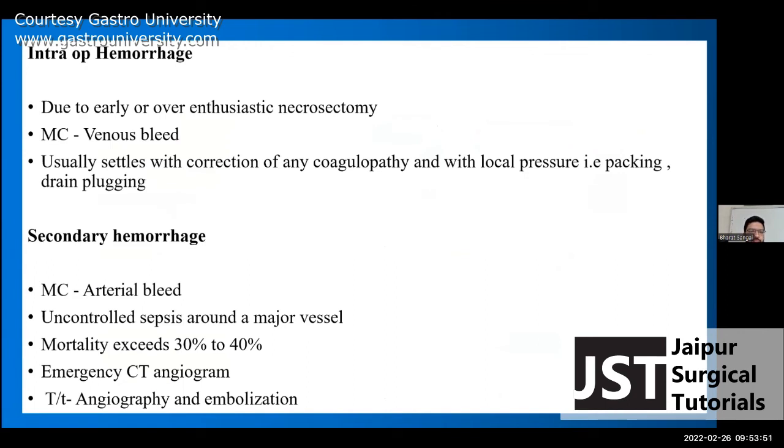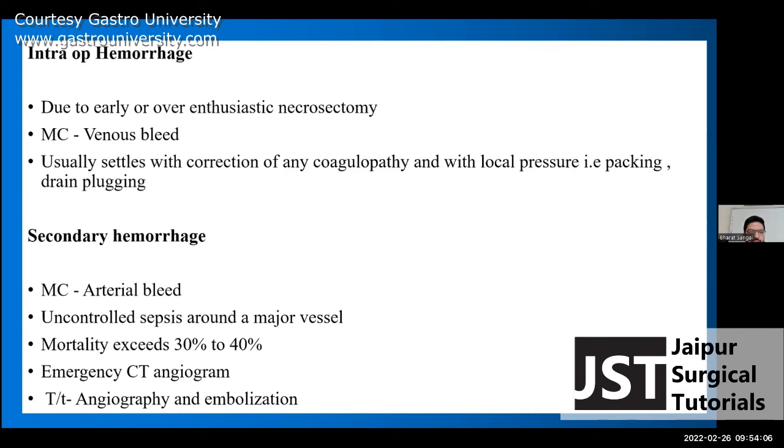Patients may have intraoperative hemorrhage. These are usually due to either an early procedure, before the necrosis has matured, or due to over-enthusiastic necrosectomies going into wrong planes. The most common cause is a venous bleed here, which usually settles with correction of any coagulopathy and with local pressure.